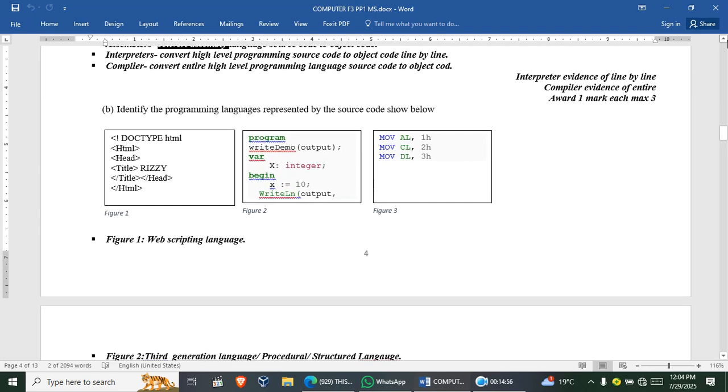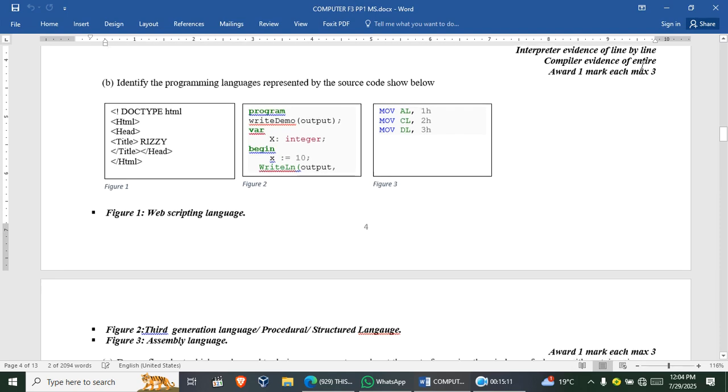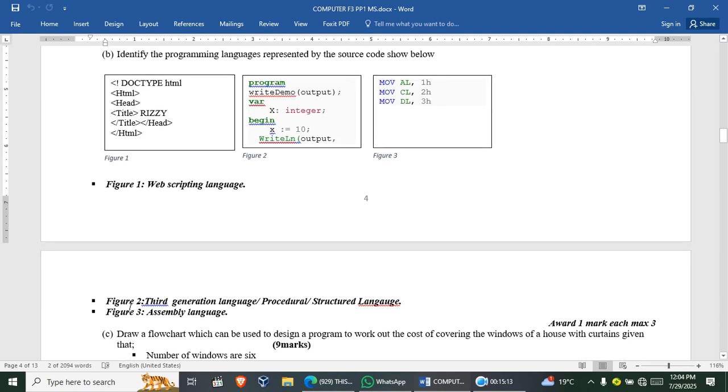Identify the programming languages represented by the source code shown below. Number 1, we have HTML. Number 2 looks like Pascal. Number 3, we can also check here. So we have web scripting, number 1. The next one is a third-generation language, or procedural or structured programming. Then we have assembly language. Assembly language was written using mnemonics, that is symbols.